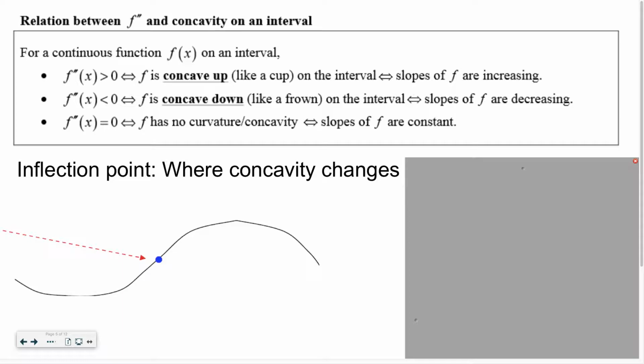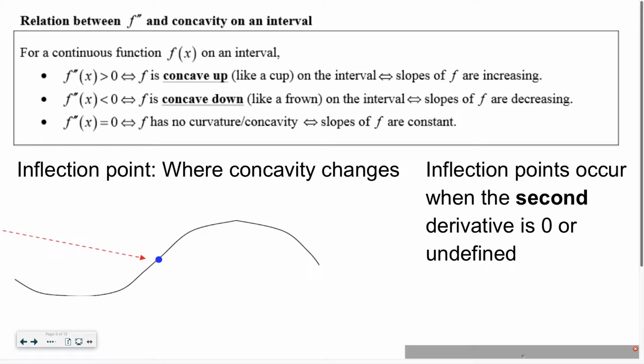So an inflection point is where our concavity changes. What do you think the second derivative should equal there? Just like a potential minimum or maximum, right? Inflection points occur when the second derivative is 0 or undefined.